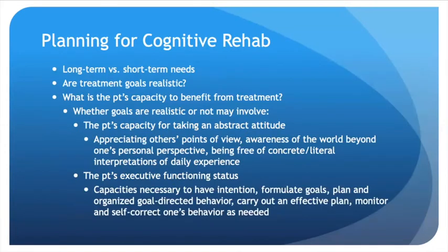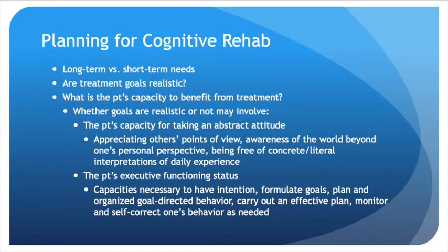So when you're planning for your cognitive communication intervention rehabilitation, you need to consider both long-term and short-term needs. Are the treatment goals realistic? What's the patient's capacity to benefit from treatment? For example, if the patient is still in an unresponsive comatose state, that might be like a Rancho level 1. We'll talk about that in a bit here.